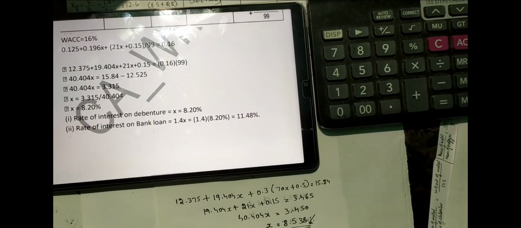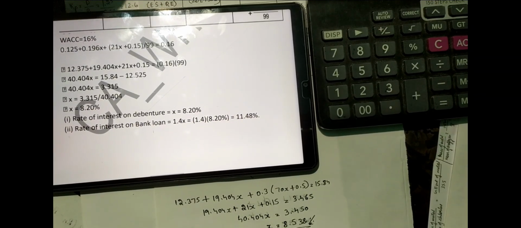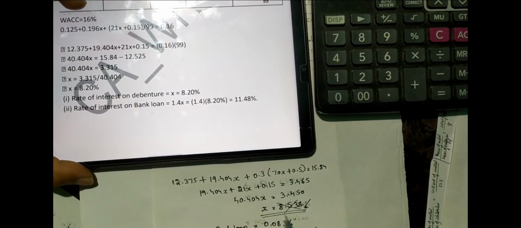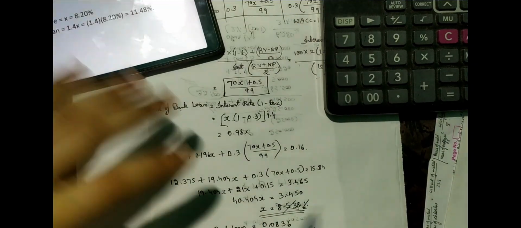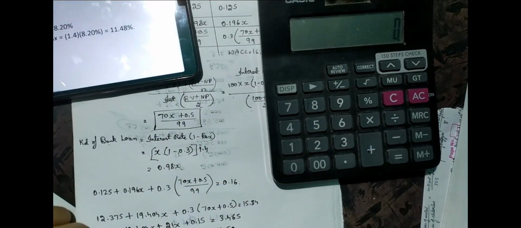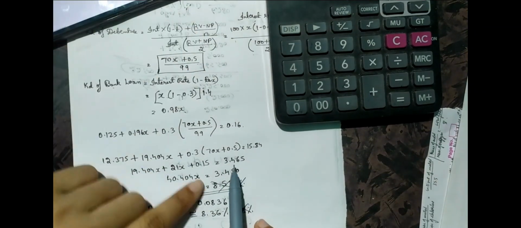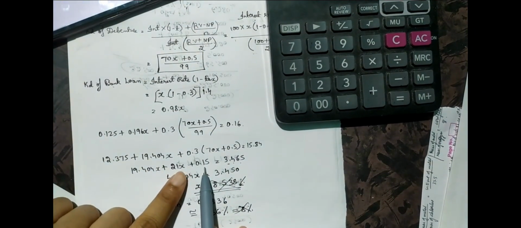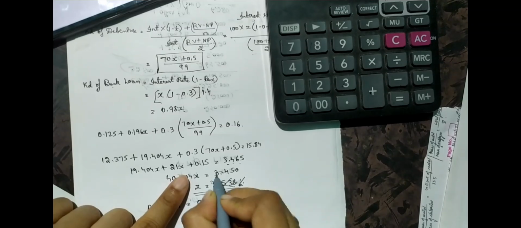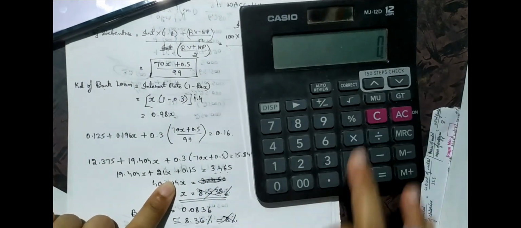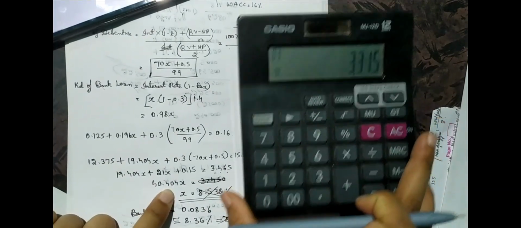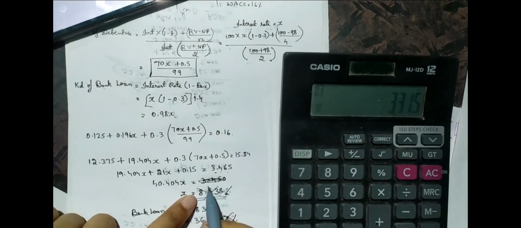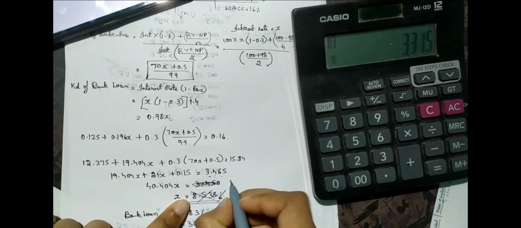So sorry guys, here I've done a little mistake, so I should trust my calculator more than myself. So I'm really sorry for this. The answer is not this or this, but the answer is 8.20 and 11.48. Everything is right, but a silly mistake happened over here: I have taken 3.465 minus 0.15 as 3.450, but this is a wrong answer. It is 3.465 minus 0.15 is 3.315, but I have taken here as 3.450, so my mistake. I'm really sorry for this.